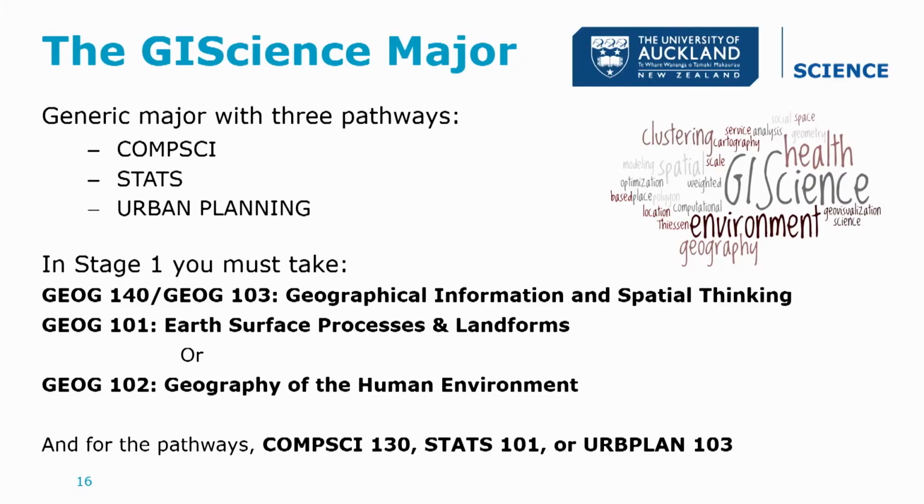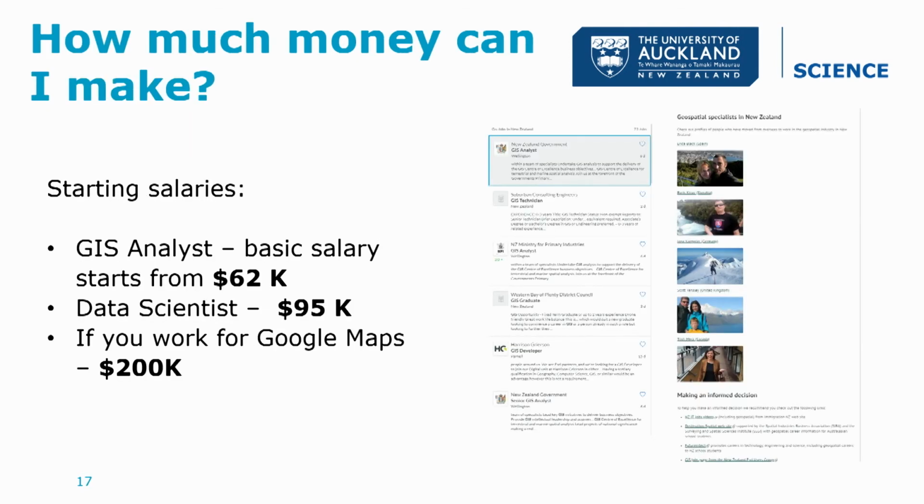And then the other courses that you would be interested in taking will depend on the pathway you are interested in taking. So whether it will be urban planning, statistics, or computer science, it will be up to you. And your choice in the first year is not definite, so you can change it at later stages of the course.